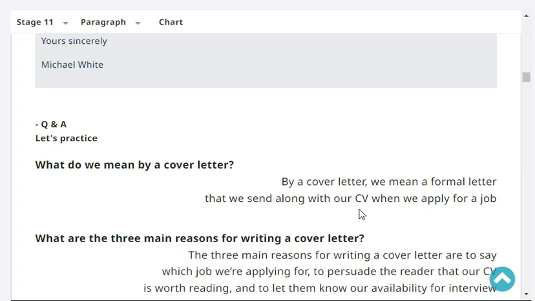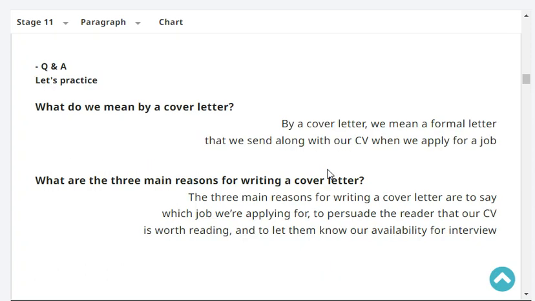Okay, next. What are the three main reasons for writing a cover letter? The three main reasons for writing a cover letter are to say which job we're applying for, to persuade the reader that our CV is worth reading, and to let them know our availability for interview.